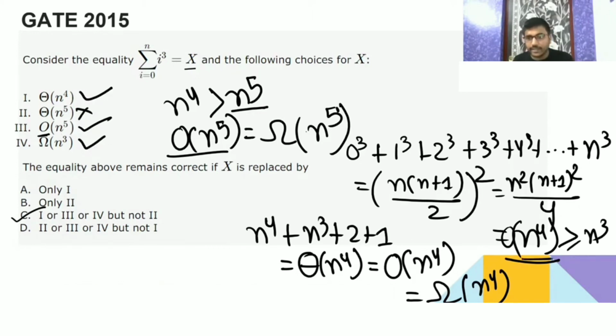This n to the power 4 is the tightest upper bound, and after that you can take n to the power 5, n to the power 6, n to the power 7. And omega of n to the power 3 you can say, n to the 2 you can say, and you can say it is greater.